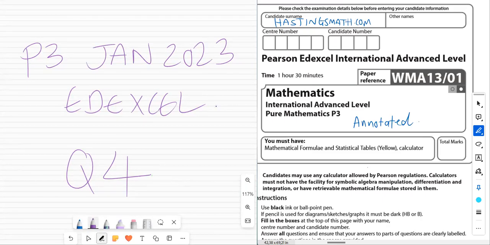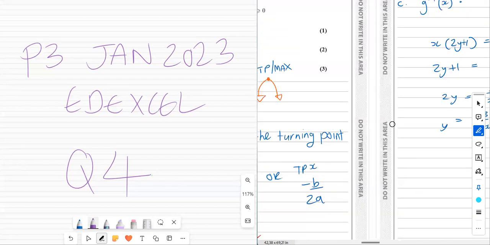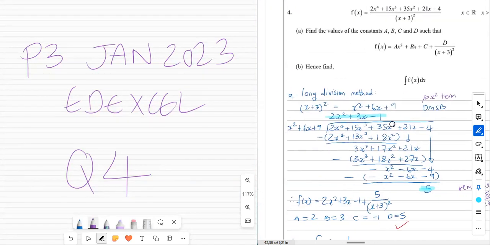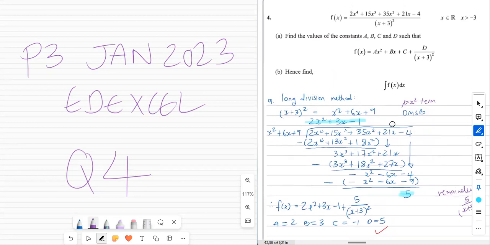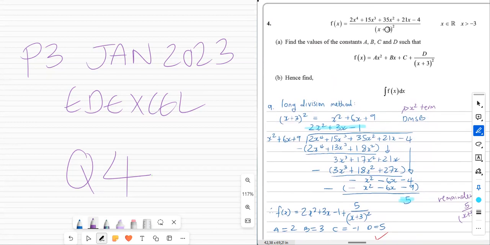This is the Edexcel P3 Jan 2023 exam. I'm looking at question 4. So question 4 is over here. It gives you this division question, and you have to get A, B, C, and D in this form here. So we want to make this look like that.